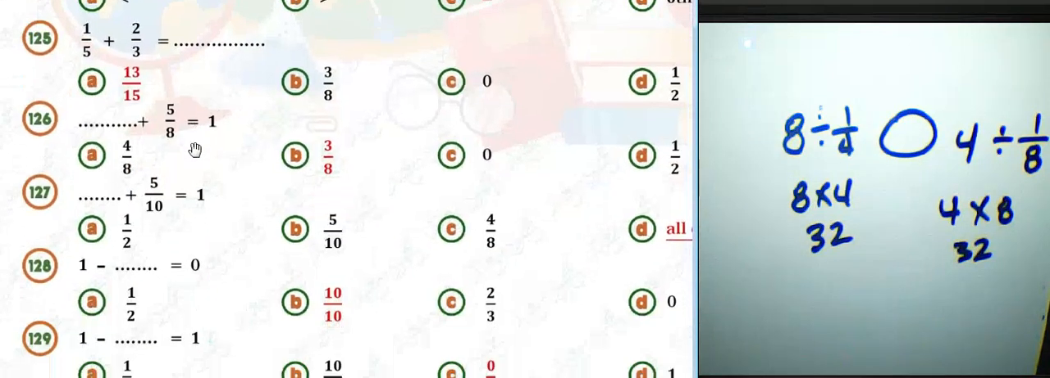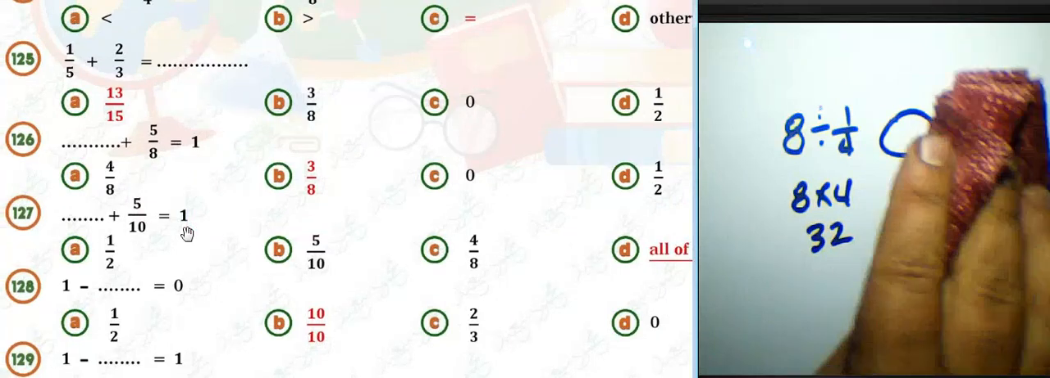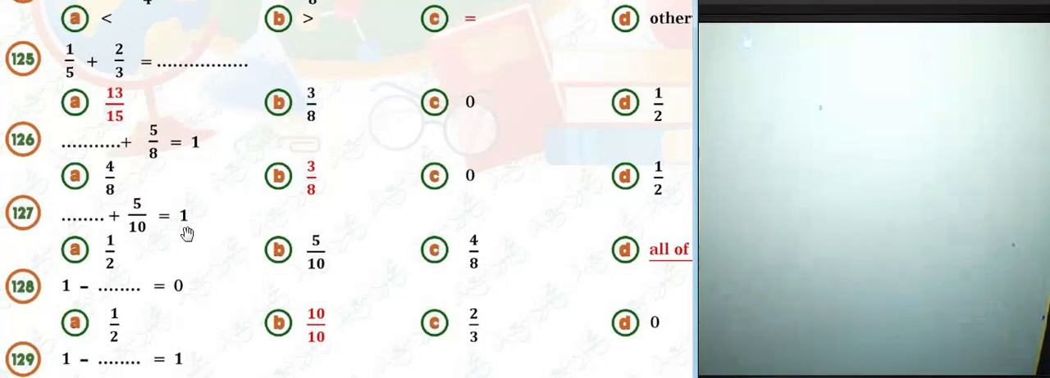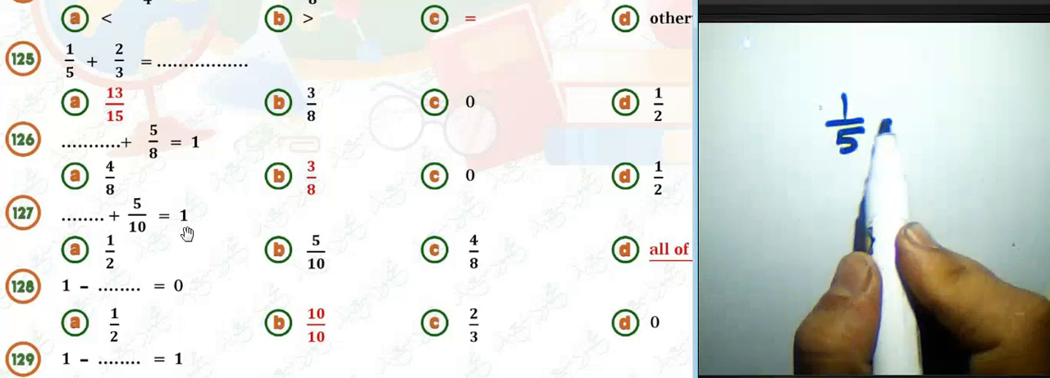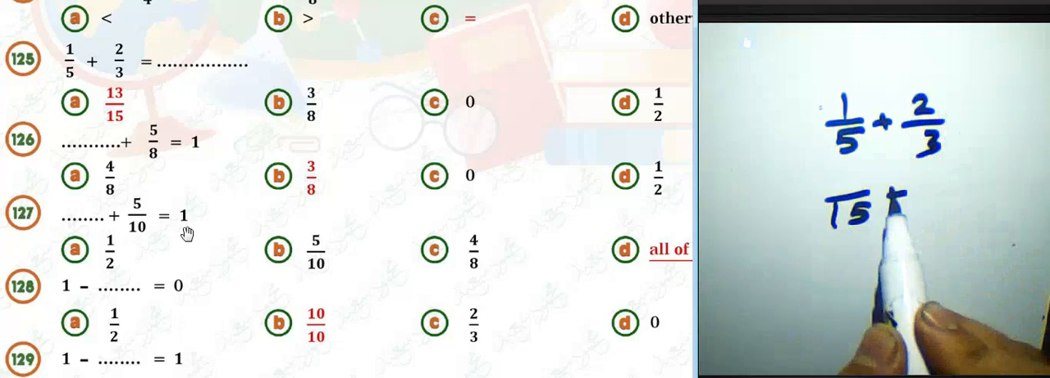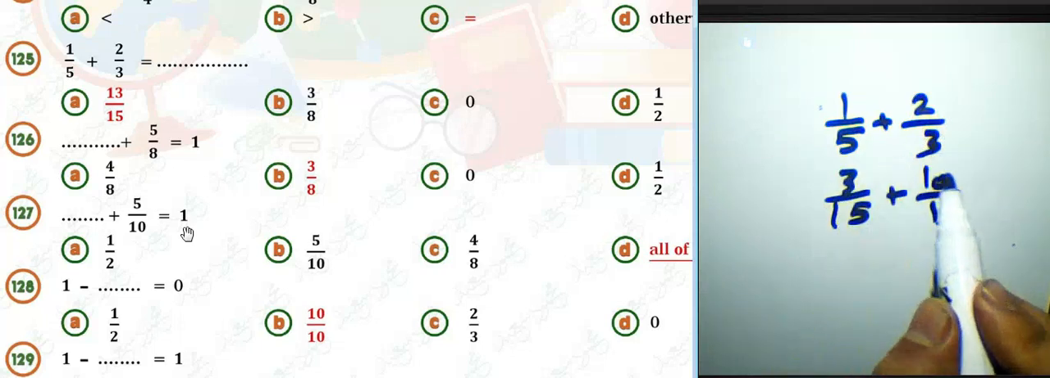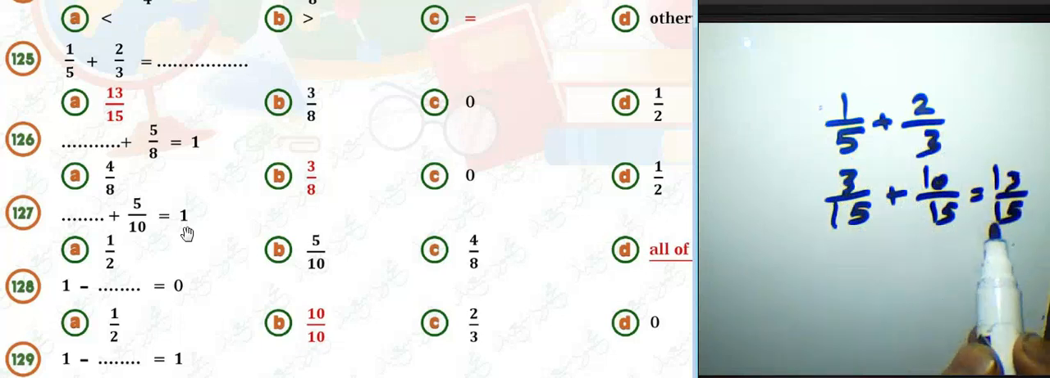1 over 5 plus 2 over 3. Write the least common multiple between the two fractions. It will be 15. 1 over 5 plus 2 over 3. Write 15 here. 3 times 1 equals 3. 5 times 2 equals 10. The result will be 13 over 15.